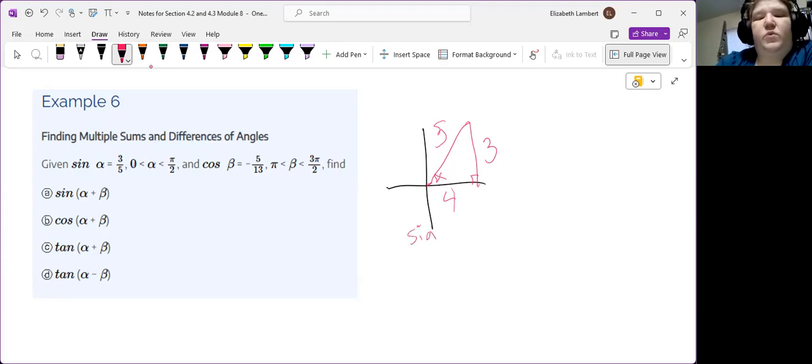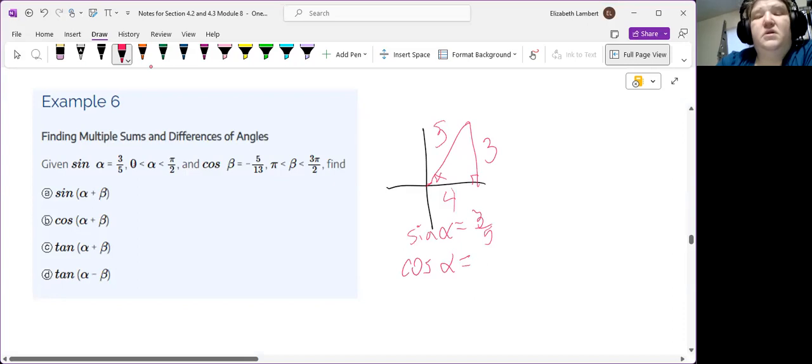I'll go ahead and rewrite it. The cosine of alpha is 4/5. And they did ask us some tangent formulas, so the tangent of alpha is 3/4.